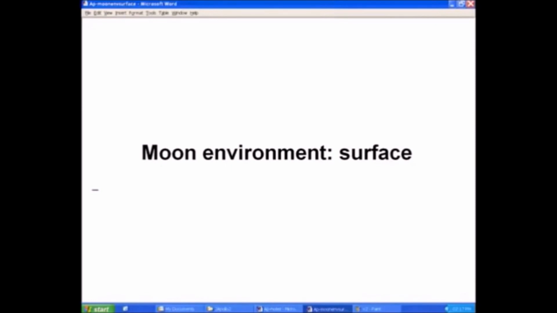Okay, now we're going to look at a subtopic of this Apollo hoax that few investigators, if any, have looked at carefully. And that is the surface of the moon as depicted in the Apollo photographs compared to how we know it is and has to be.